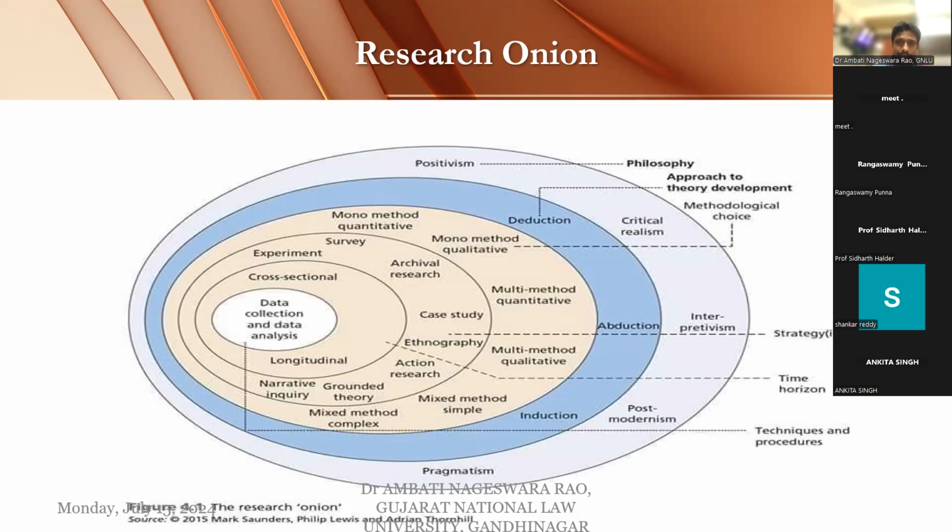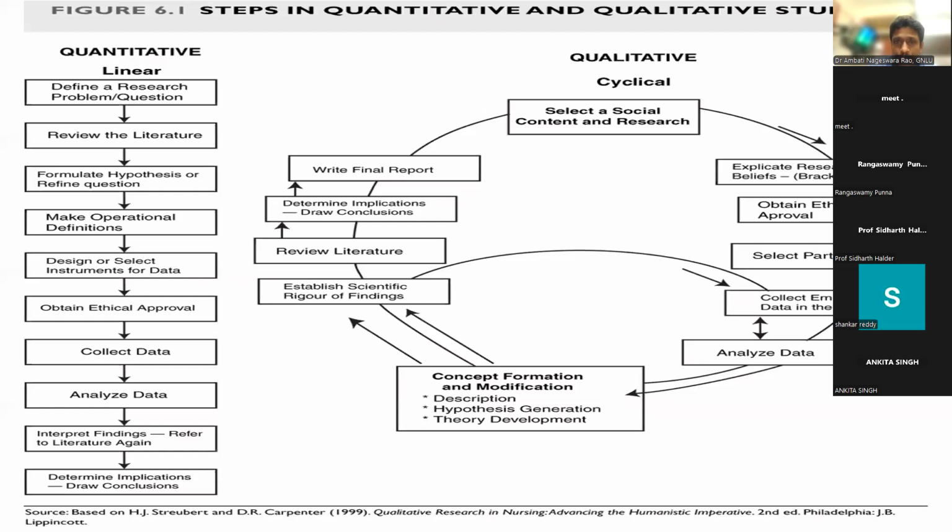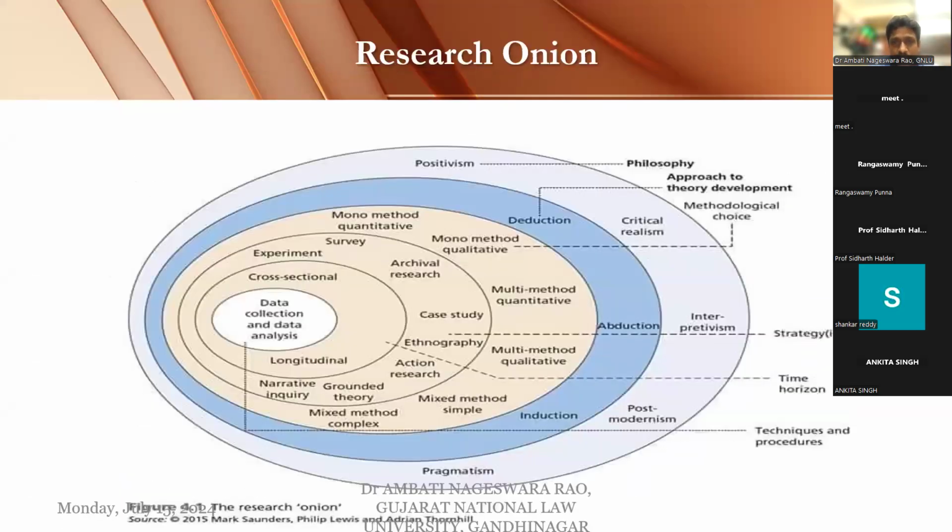Okay. I hope I'm not going very fast. Let me make it a little bit slower. If somebody is following the positivist approach, obviously they are going to follow the deductive approach, that is the quantitative approach. Okay. I'll explain what is meant by inductive and deductive. Now, I have chosen positivist. I'm going to choose the deductive approach to theory development. Then it is going to be quantitative. Then it can be survey. It can be experimental. So every layer depends on the other layer.